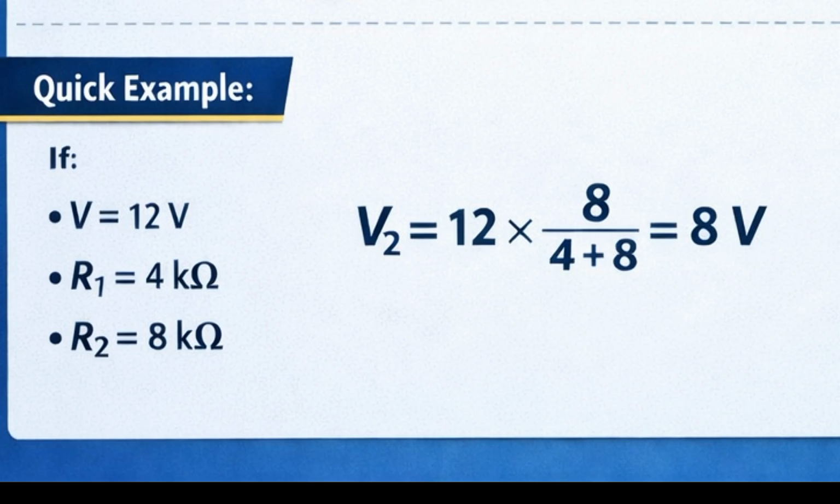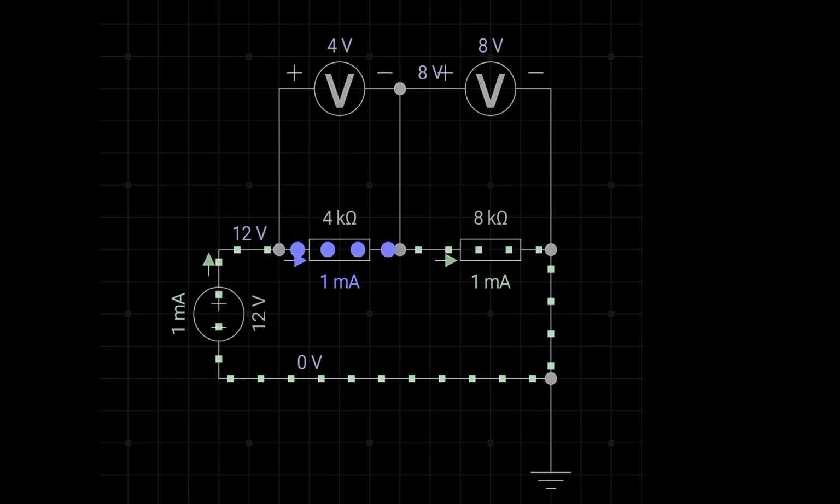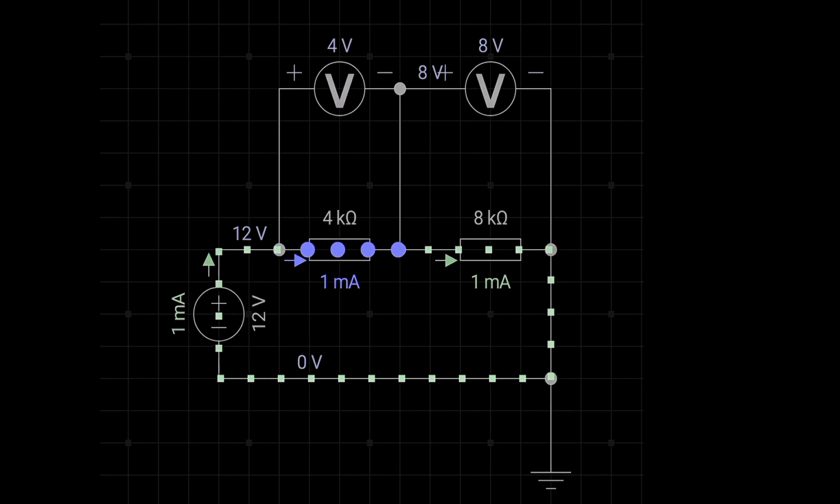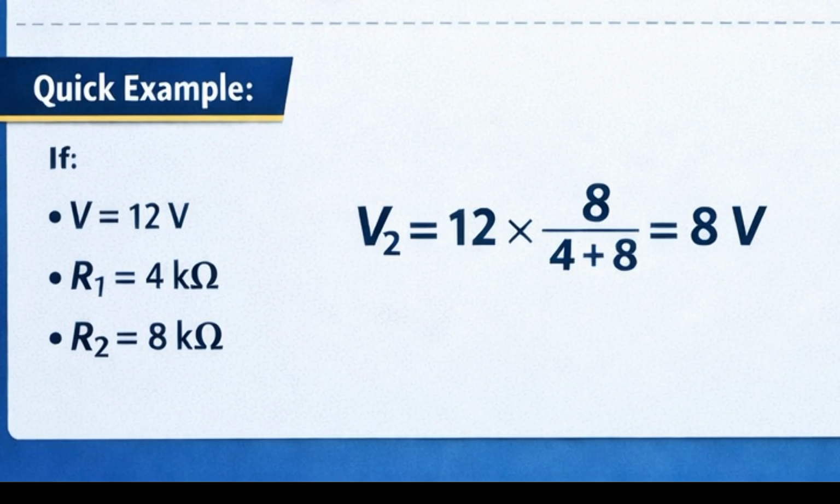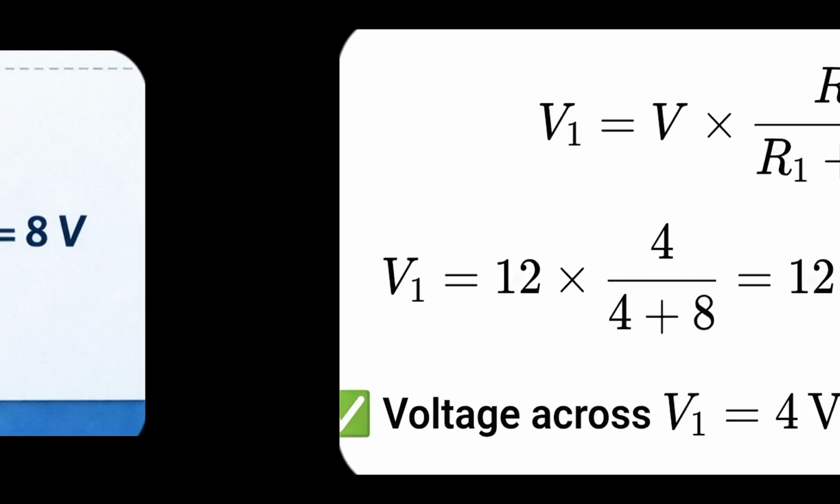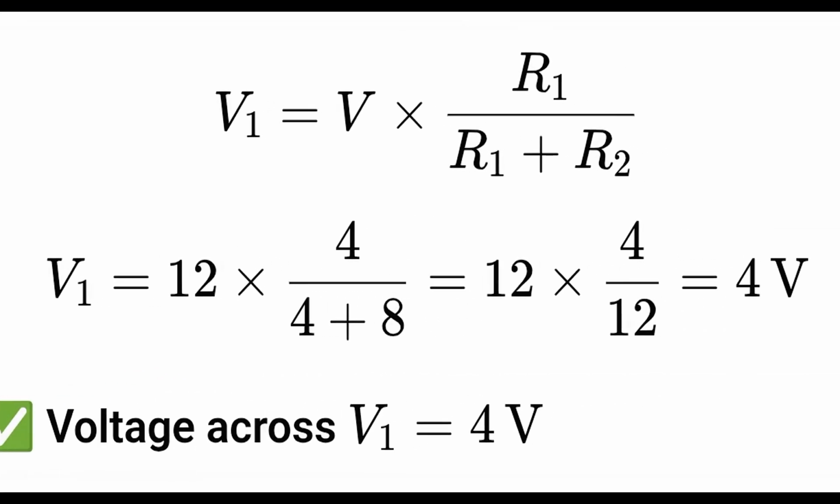Let's look at an example. Imagine a 12-volt battery connected to two resistors in series. Resistor 1 is 4 kiloohms. Resistor 2 is 8 kiloohms. The total resistance is 12 kiloohms. The voltage across resistor 2 is 8 divided by 12 times 12 volts, which equals 8 volts. The voltage across resistor 1 is 4 divided by 12 times 12 volts, which equals 4 volts.